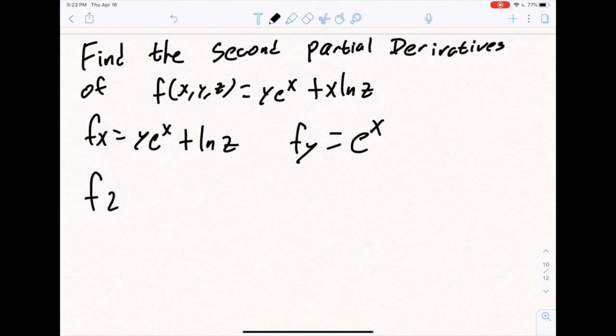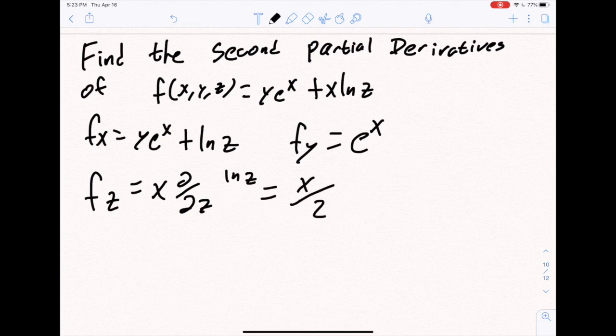We can turn our attention to f sub z. I say sub z because we write z as a little subscript. The derivative of f with respect to z, well, y times e to the x, that's a constant, so we don't care about it, plus x times the natural log of z. So now x is a constant. The derivative of x times natural log of z with respect to z is the same as x times the partial derivative with respect to z of the natural log of z, which is going to be x times 1 over z. So we end up with x over z. So fx is y e to the x plus ln z, fy is e to the x, and f sub z is x divided by z.